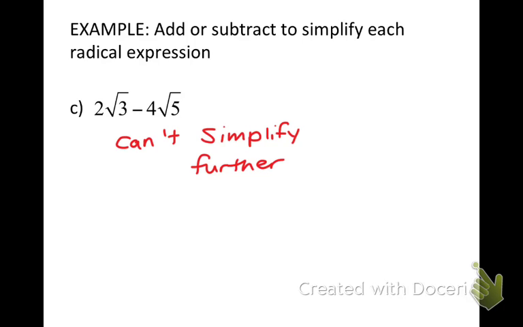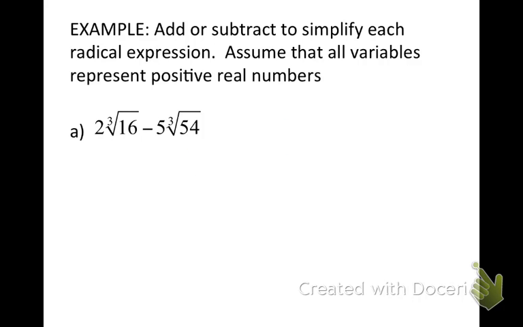All right, so now we're going to move ourselves into the cubic world, which gets a little bit more complicated because we're familiar with our perfect squares. We're less familiar with our perfect cubes and our perfect fourths. All right, so here we've got 2 cube root of 16 minus 5 cube roots of 54.